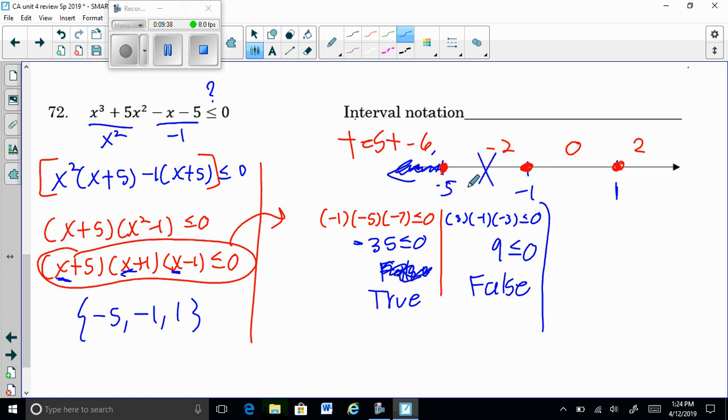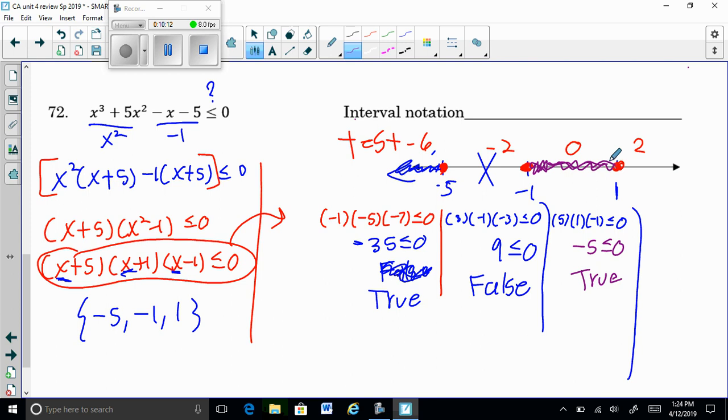There we go. All right, we have 2 more to test. Hopefully I can fit them in. So let's see, if we plug in a 0, we're going to get 5 times 1 times negative 1, and we want to know if that's less than or equal to 0. When you multiply this all together, you get -5 less than or equal to 0. That comes back as true. We'll go ahead and shade that part right here.